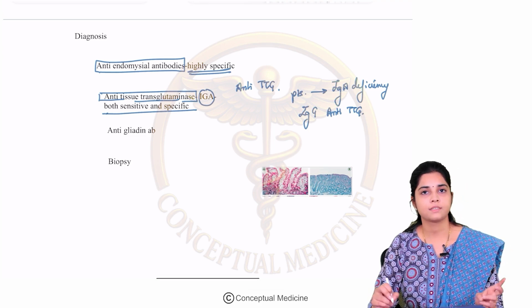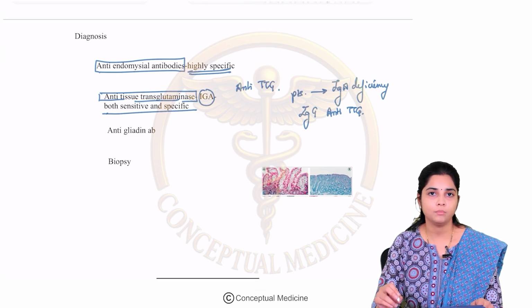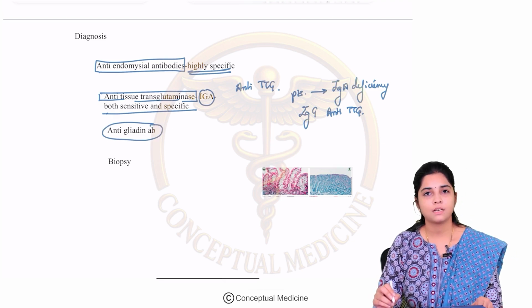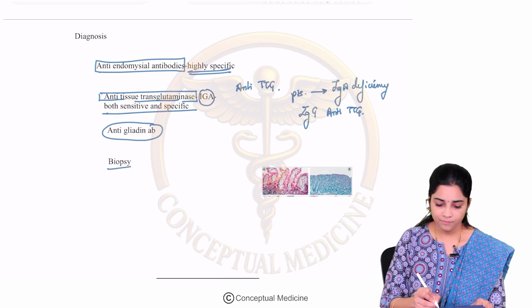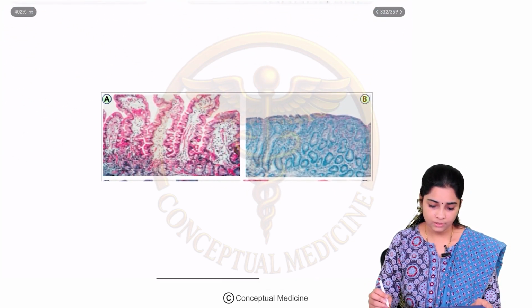So this is both sensitive and specific. Most specific is your anti-endomysial antibody. Apart from this, you have anti-gliadin antibodies as well, but these are not very sensitive. Okay. Then we can do a biopsy, and these are your biopsy findings. So what do you find here?